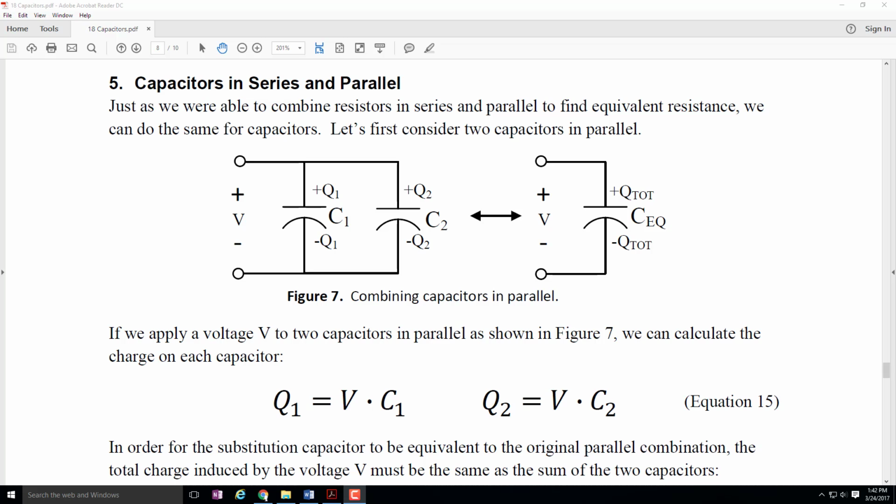So the last thing we're going to talk about involving capacitors is what happens if you put them in series or parallel with one another. Let's look at parallel first. So here you can see that I've got two capacitors that are in parallel with one another, and the same voltage is being applied across both of them.